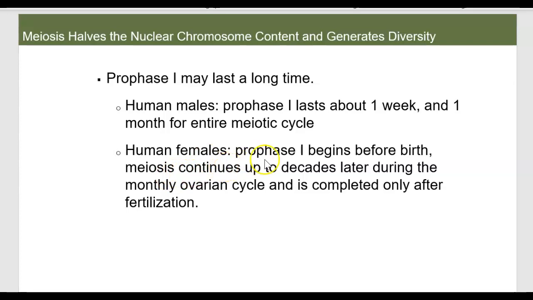Human females, prophase 1 actually begins before you are born. And that meiosis will continue up to the point where you no longer are going to produce any more eggs when you go into menopause. But the meiosis doesn't continue until after you've ovulated and that egg has actually been fertilized.